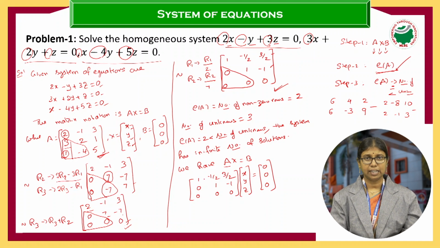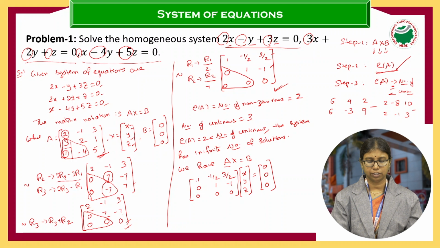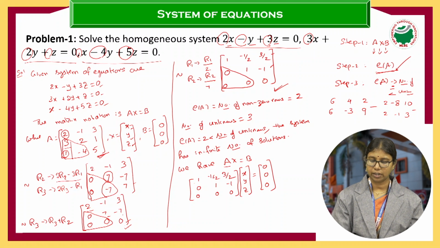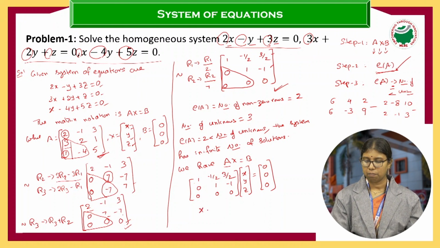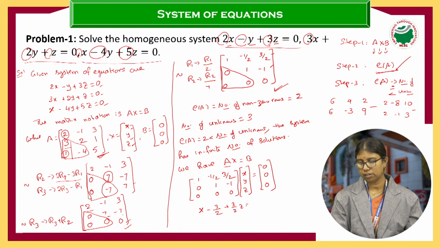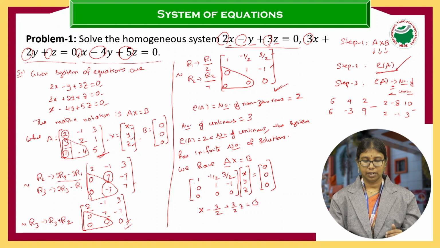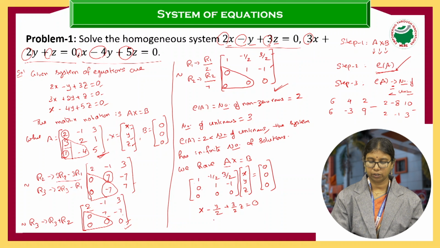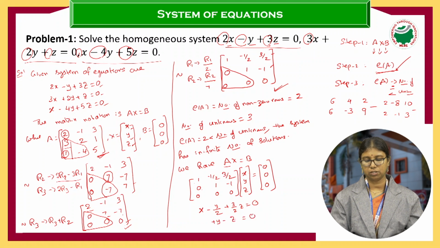So now I'll take again, I'll represent the equation form. Take row into column form. So 1 into x plus minus 1 by 2 into y, that is minus y by 2, plus 3 by 2 into z equal to, the first value is 0 here. Next, second equation, 0 into x plus y minus z equal to 0.